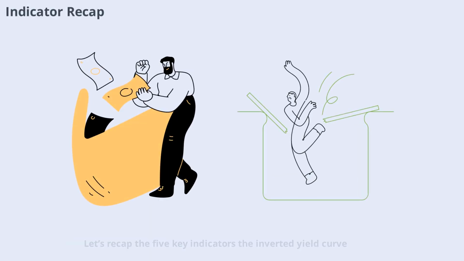Let's recap the 5 key indicators: the inverted yield curve, unemployment claims, consumer confidence, manufacturing activity, and stock market performance. Each provides a unique perspective on the economy and helps you spot trouble early. By monitoring these signals, you can stay ahead of recessions and protect your financial future. Remember, no indicator is perfect, but together they form a powerful early warning system.